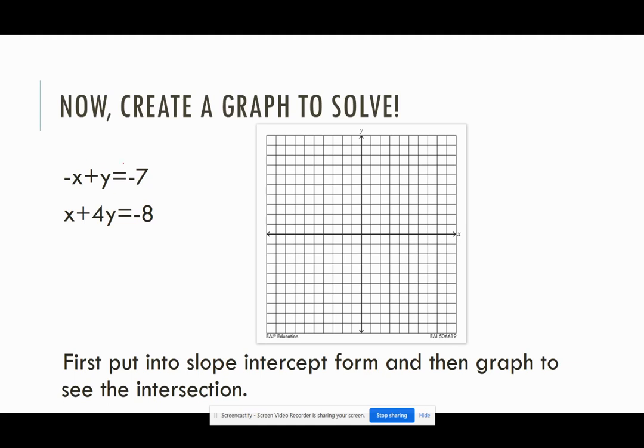So to get this into slope-intercept form, we add the x over. So we have y equals x minus 7. For this one, we subtract the x over.